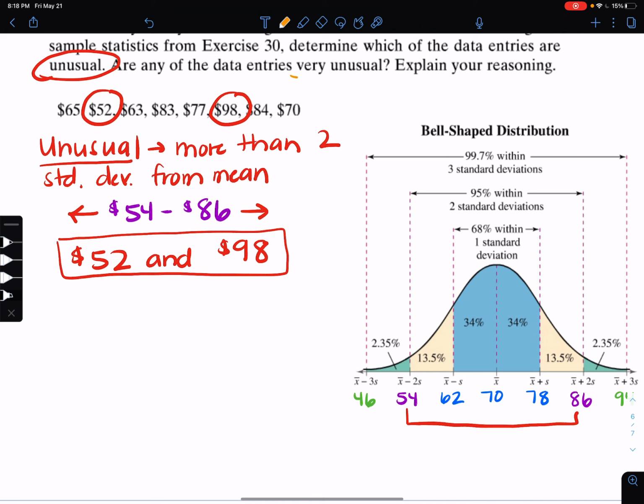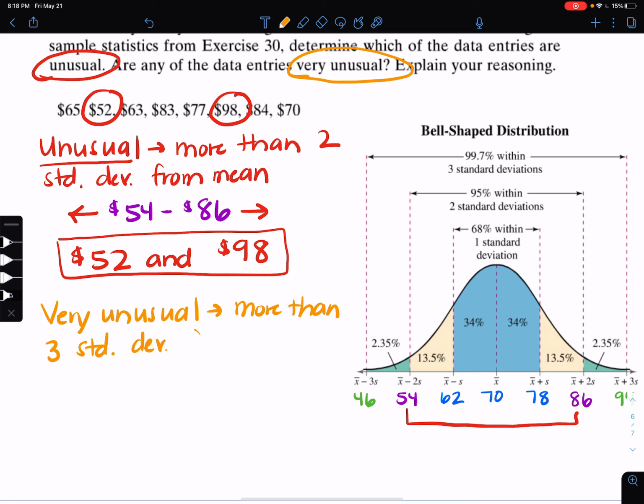Now, if I want to go even more extreme and talk about values that are very unusual, then what I'm going to do in that case is look for values that are more than 3 standard deviations away from the mean. All right, 3 standard deviations was my interval from $46 to $94. Okay, and again, anything within that interval is okay. We're looking for things that are beyond 3 standard deviations.